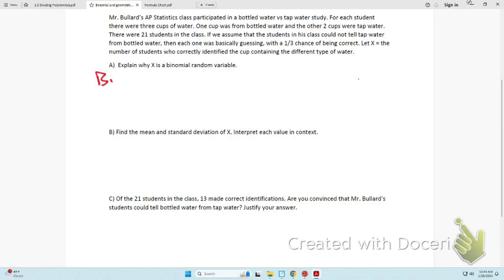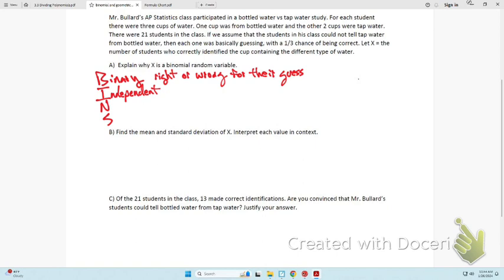So I'd say, BINS is our acronym. I'd say it's binary because students are right or wrong for their guess. I stands for independent. And we're talking about 21 students each guessing.